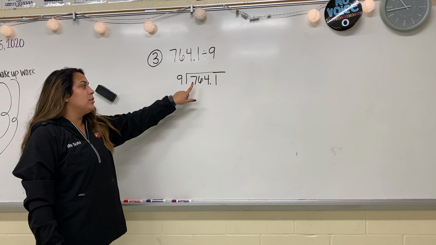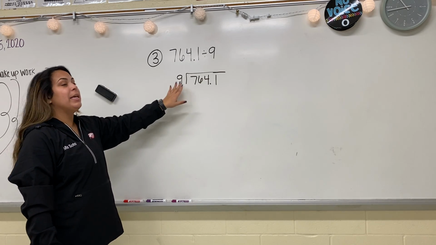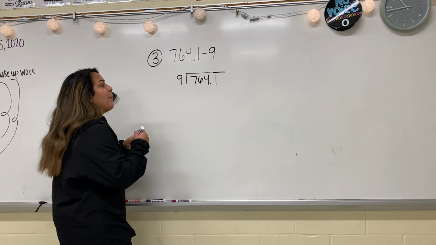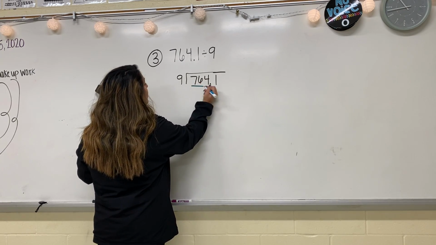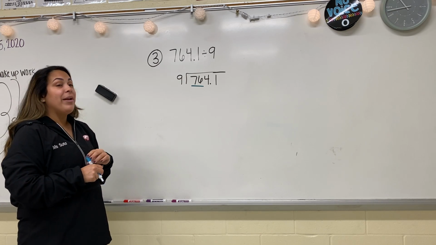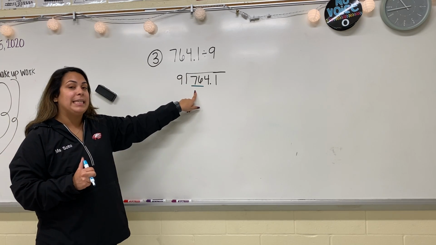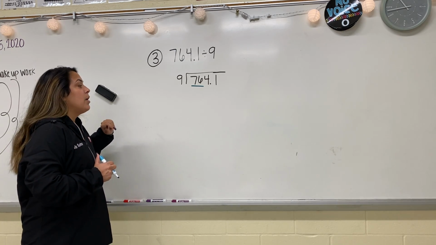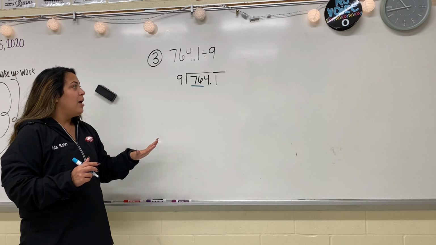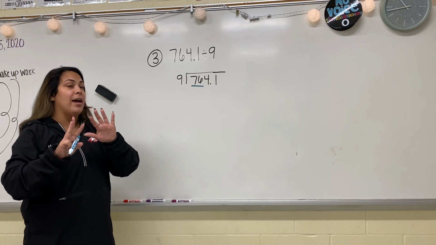Can 9 go into 7? It can't. And since it's in the beginning of the problem, I'm just going to skip it. So I'm going to skip 7. I'm going to move to 76. So now I want to figure out how many times 9 can go into 76 evenly. Now, if I know my basic math facts of 9, I know that 9 can go into 76 8 times.